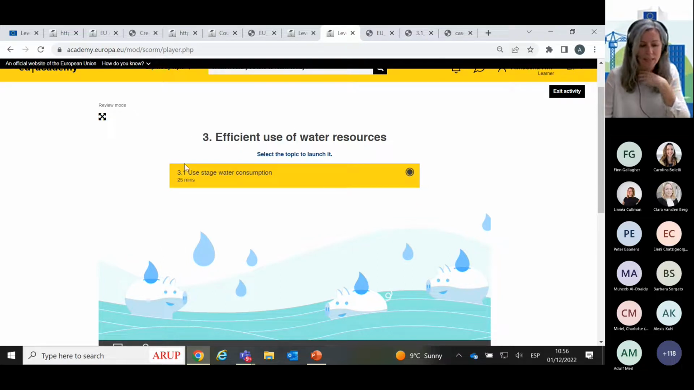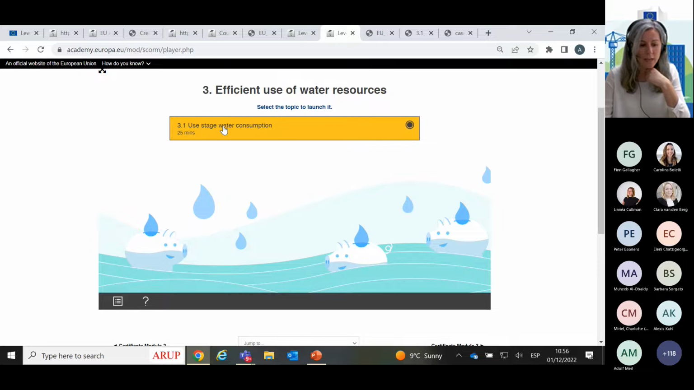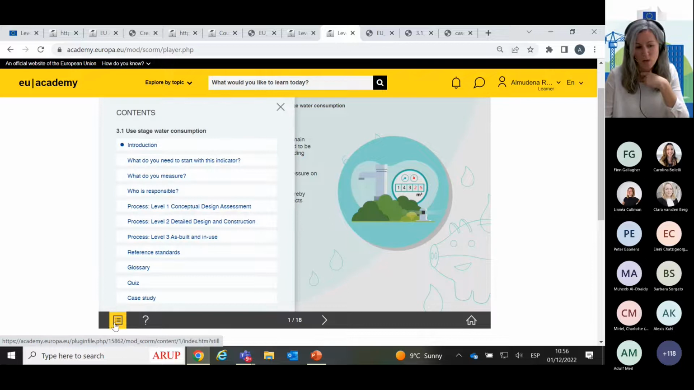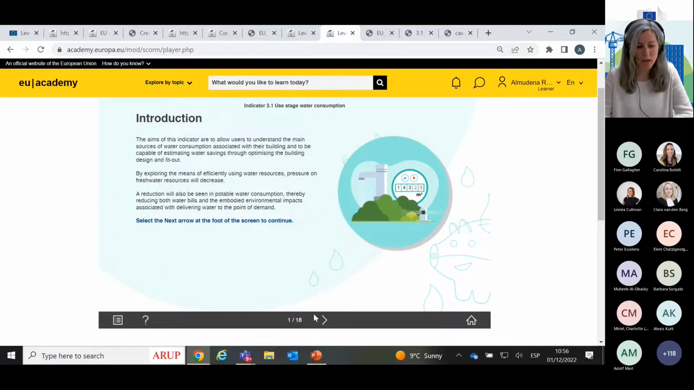It has this initial page with the different indicators associated with this module. As this macro objective only has one indicator, only this one appears. So you can click on this, and you can go directly to the topic that you are interested in, but with this navigation content, it's very easy to navigate. But also you can just click on the arrow to go through the different screens.